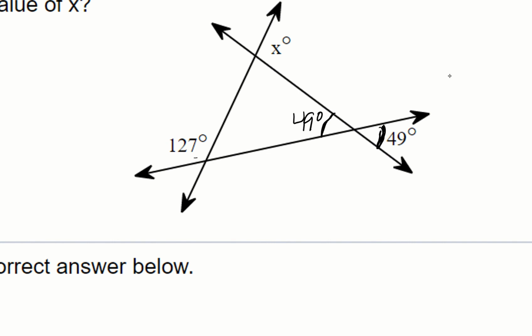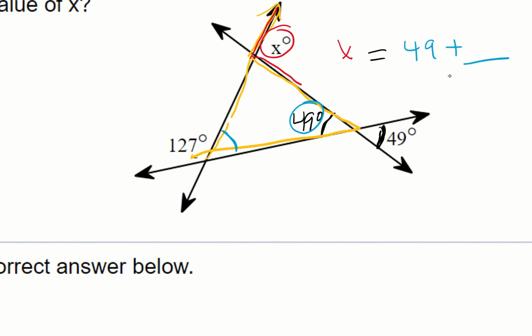So we're trying to figure out x here. So this right here is an exterior angle of this triangle, right? So this is my triangle, and this is my exterior angle. To get that exterior angle, I have to add up my two remote interiors, and my two remote interiors are this angle and this angle. 49 plus an unknown. How do I get that unknown? Well, I do know that 127 and this angle add up to 180 because they form a linear pair. So I can technically find this.